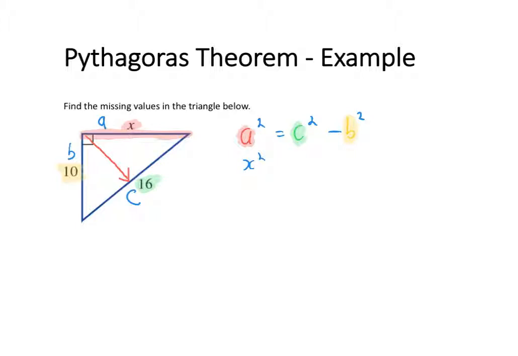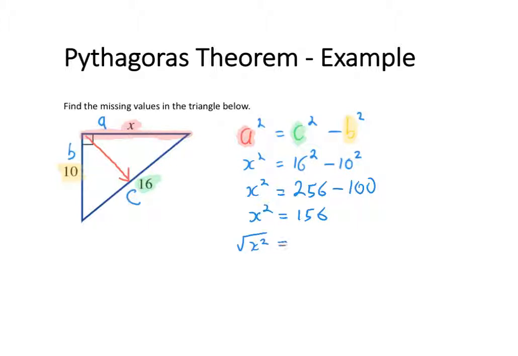So x squared is going to equal 16 squared minus 10 squared. So x squared is going to equal 16 squared, which is 256, minus 10 squared, which is 100. So x squared is equal to 156. So to find out what x is, I need to square root both sides. So the square root of x squared is going to equal the square root of 156. So x is going to equal 12.49.